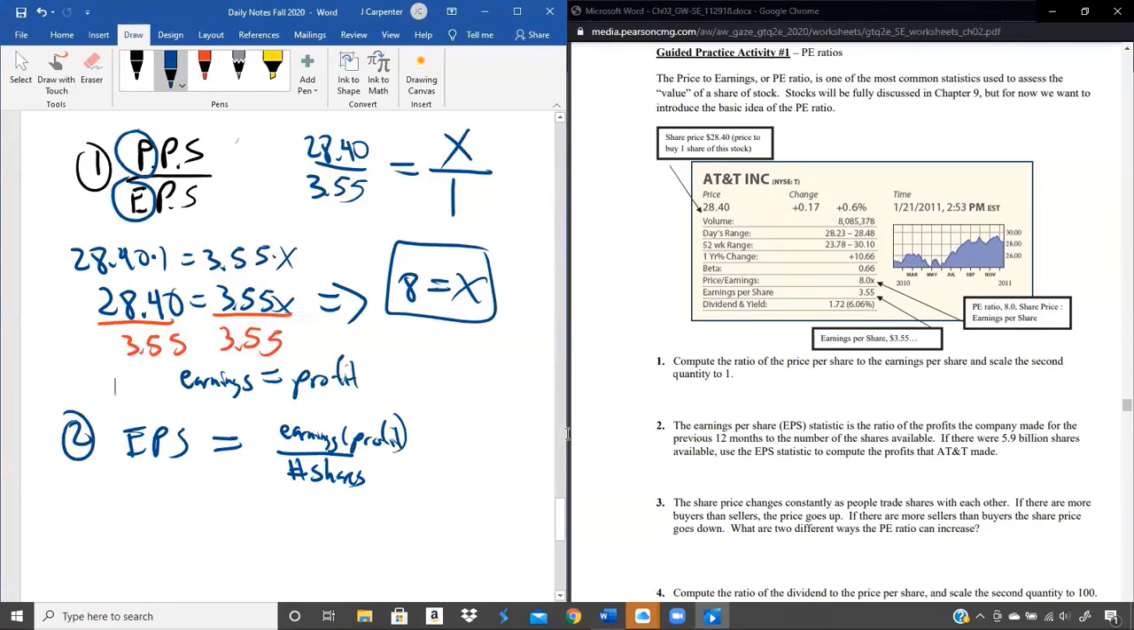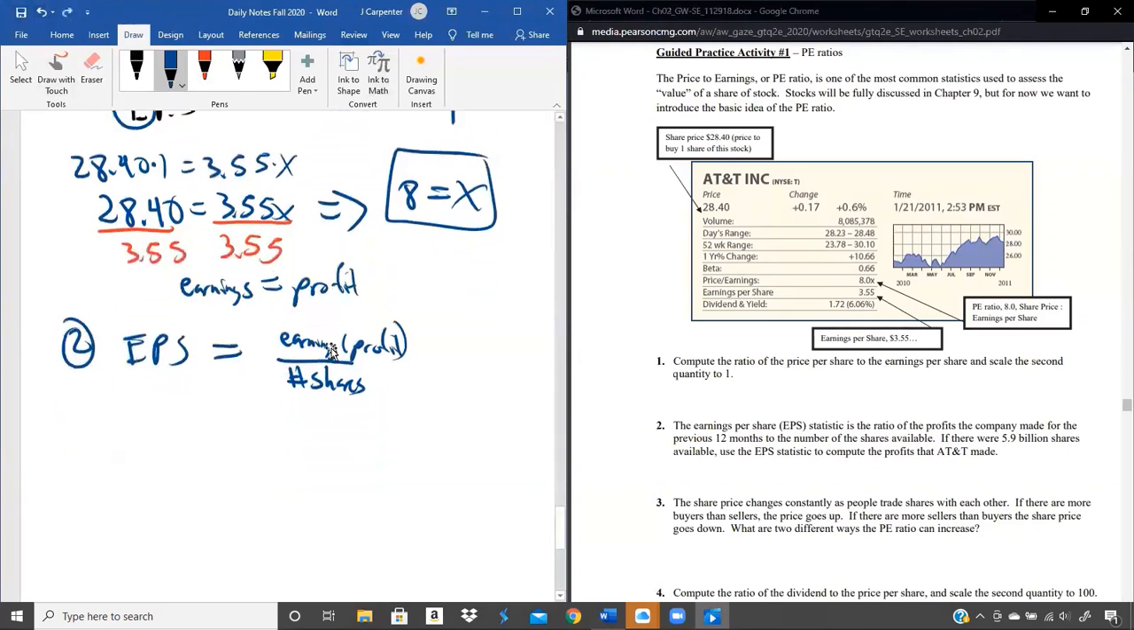Well, that's one of the numbers that goes in this. There were 5.9 billion shares. That's the number of shares. That's this bottom number, the 5.9 billion. So I'm going to take this and just rewrite it, but instead of number of shares, I'm going to write 5.9 billion, which would be 5,900,000. So this looks like 5.9 million, so I need 3 more zeros.